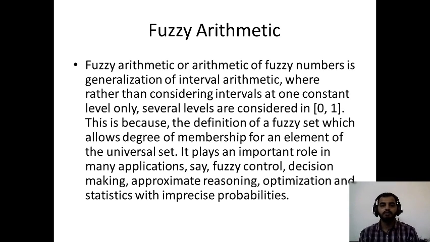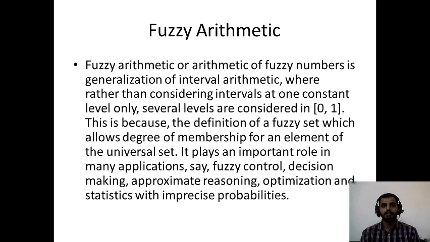Fuzzy arithmetic, or arithmetic of fuzzy numbers, is a generalization of interval arithmetic, where rather than considering intervals at one constant level only, several levels are considered between the intervals 0 and 1. What this means is, if we consider a crisp value, the value is either 0 or 1, whereas in fuzzy the value ranges between 0 and 1.